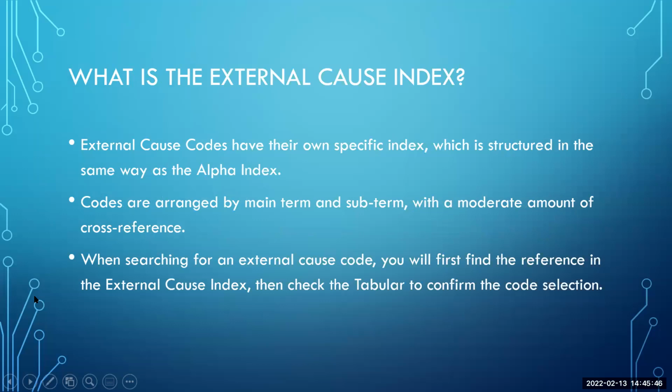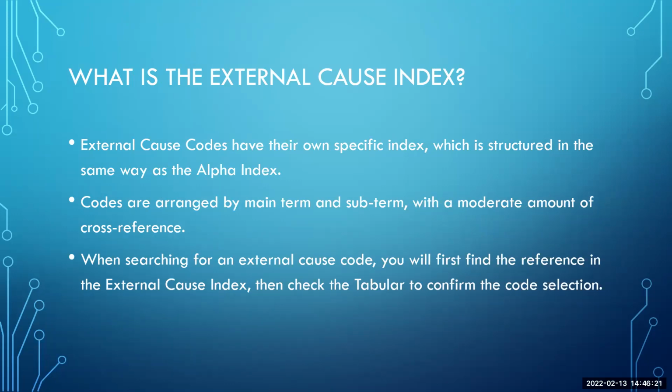So what is the external cause index? Just like the alpha index that we've been using to code other diagnosis codes, we have the external cause index, and it's structured exactly the same way as the alpha. And actually, sometimes the alpha will refer you to this index in order to find a more specific code. But it's arranged in the same way. We have the main term, it's arranged alphabetically, and then we have subterms, and there's some cross-reference as well, which we'll see when I show you an example.